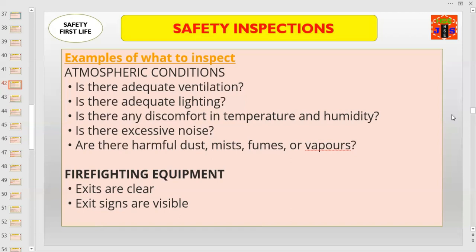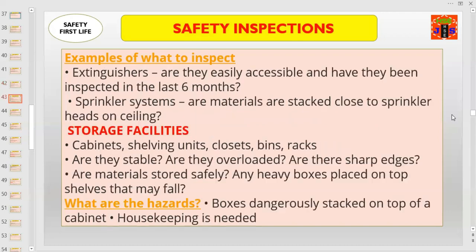Furthermore, you have to inspect firefighting equipment. Are the exits clear? Are exit signs visible? Extinguishers, are they easily accessible and have they been inspected? In the last month, has the 6-monthly routine been carried out, and what about the yearly inspection?